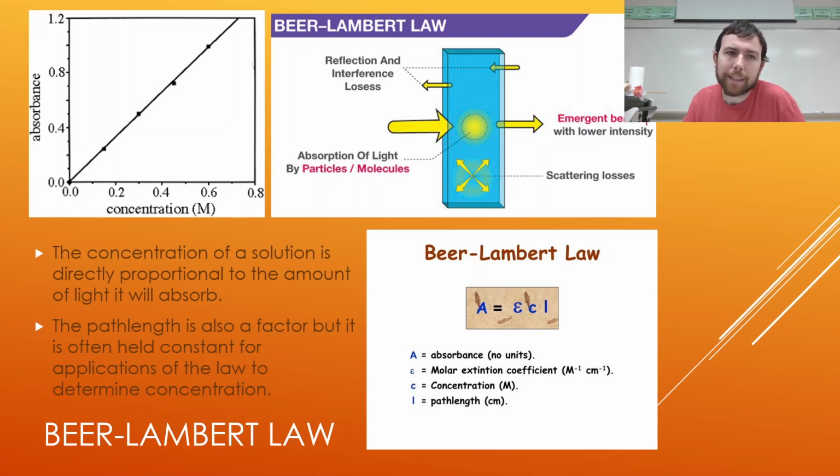And in terms of Beer-Lambert law calculations, the path length is also a factor, but it is often held constant for applications of the law to determine concentration. So typically, you might be given absorbance values, epsilon values, and L would be held constant. You could use that information to calculate C, right? And we'll even see how you can use the Beer-Lambert law later to determine kinetic information, so the rates of reactions. And so I just wanted to show this to you guys so that you can see that for our solutions, there are some things that we can quantitatively measure just outside of concentration, and how that's helpful in us understanding how a solution functions.